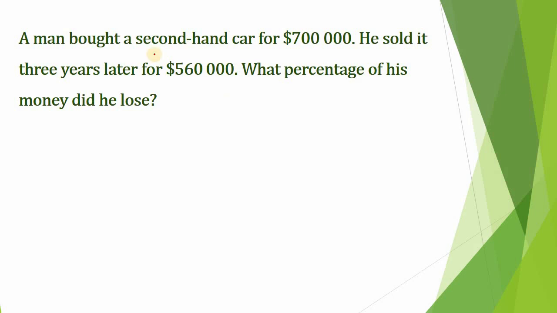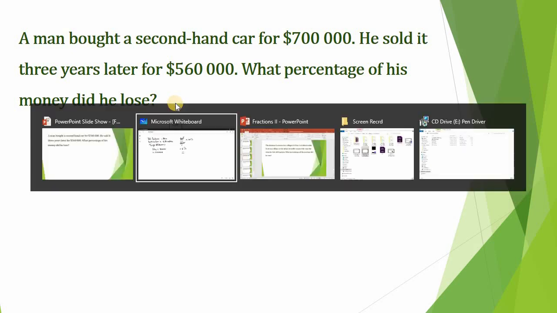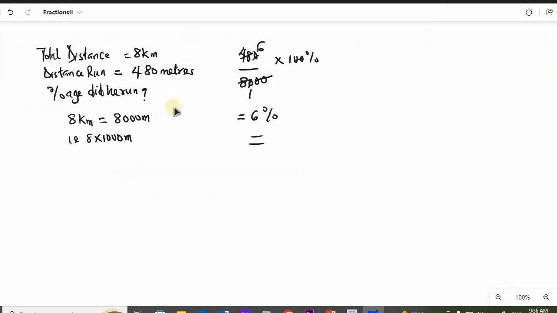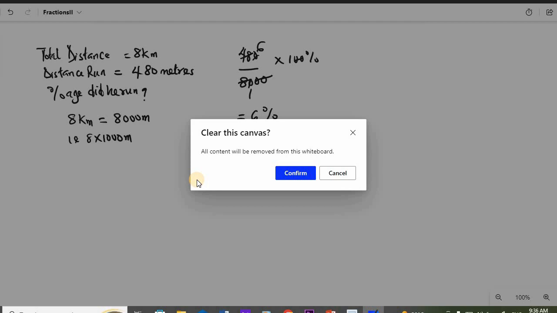A man bought a second-hand car for $700,000. He sold it 3 years later for $560,000. What percentage of money did he lose? Okay, so we're just going to tackle this. Okay, so write out the details, just like we did with the first one.